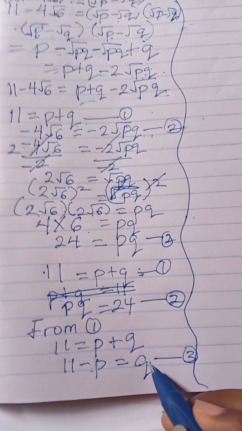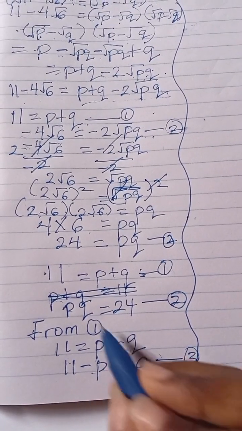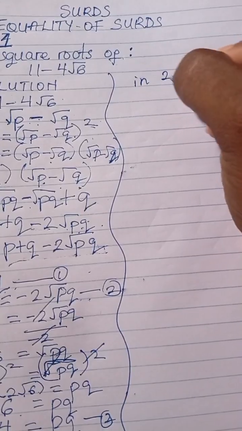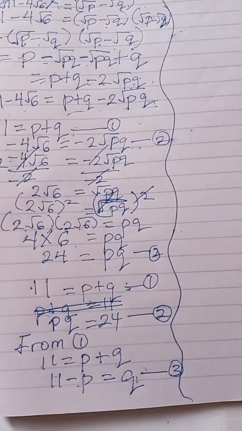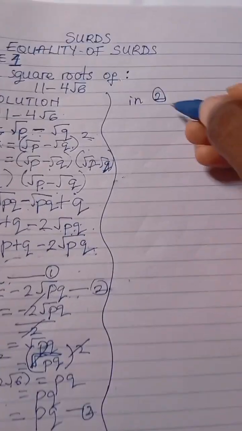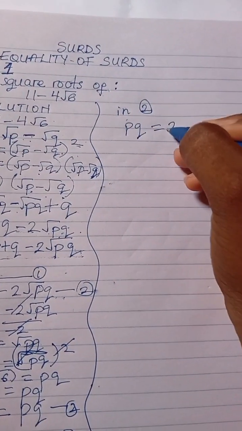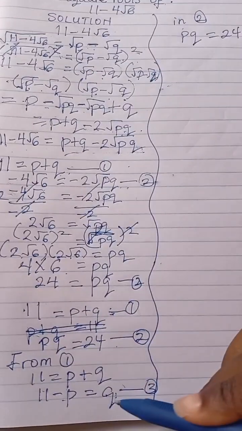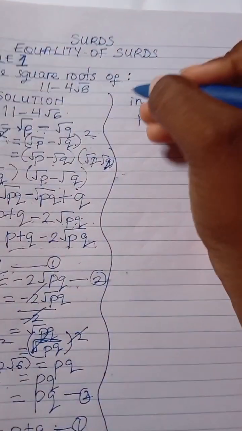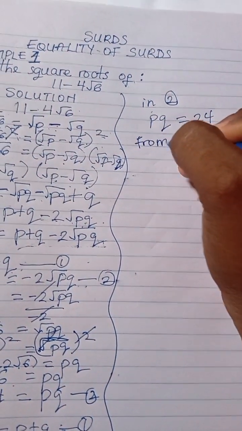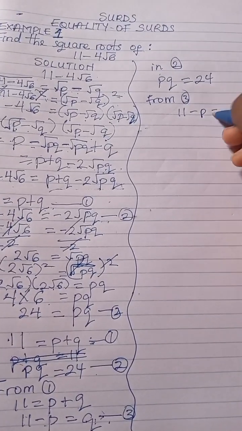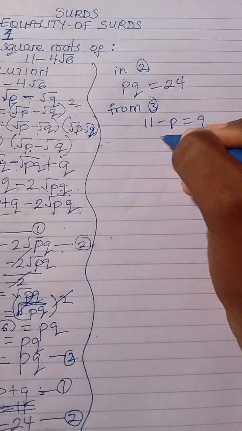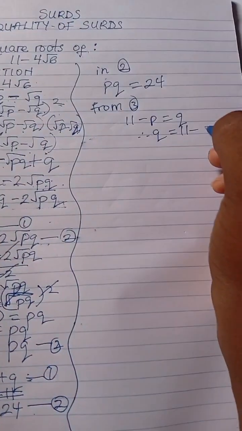So since we've known our Q, place the value of your Q in equation 2. So that will be in 2, which is, where is our 2? PQ equals 24. We've now known our Q here from theory. He said 11 minus P is equal to Q. So therefore, Q is equal to 11 minus P.